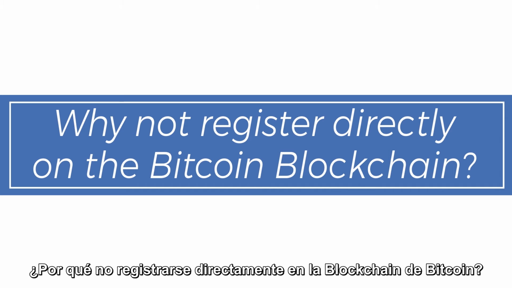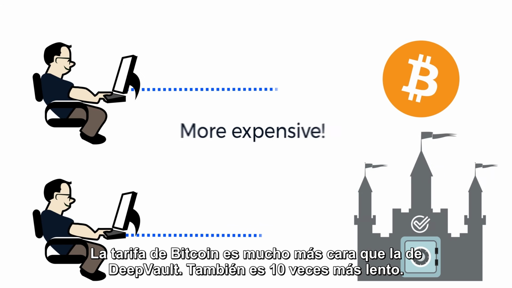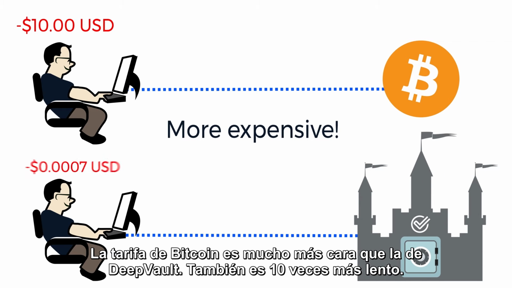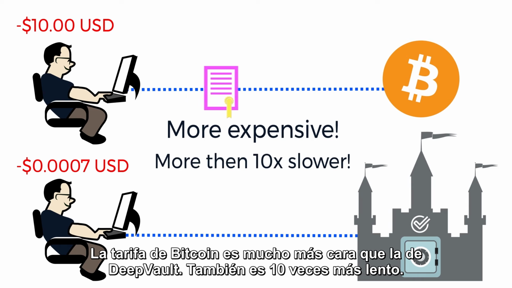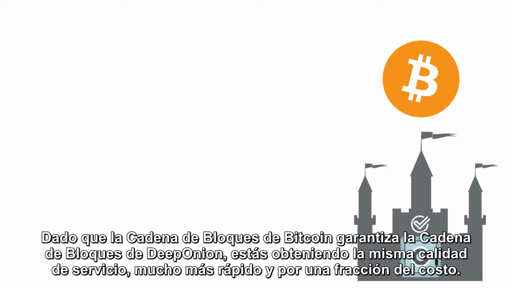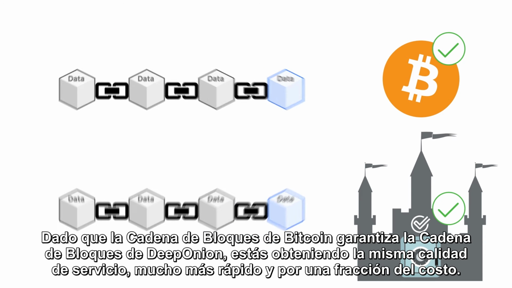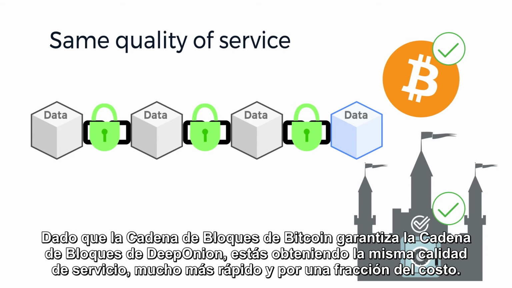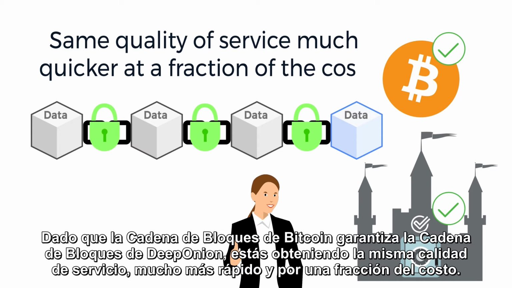Why not register directly on the Bitcoin blockchain? Bitcoin's fee is much more expensive than using DeepVault. Also, it is over 10 times as slow. It takes at least 10 minutes to register and verify a file with Bitcoin. With DeepVault, it takes less than a minute. Since the Bitcoin blockchain guarantees the DeepOnion blockchain, you are getting the same quality service much quicker and for a fraction of the cost.